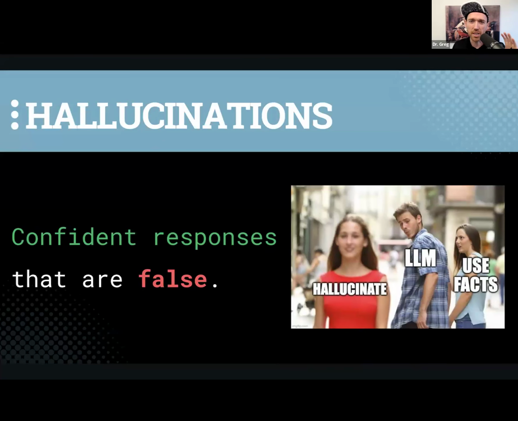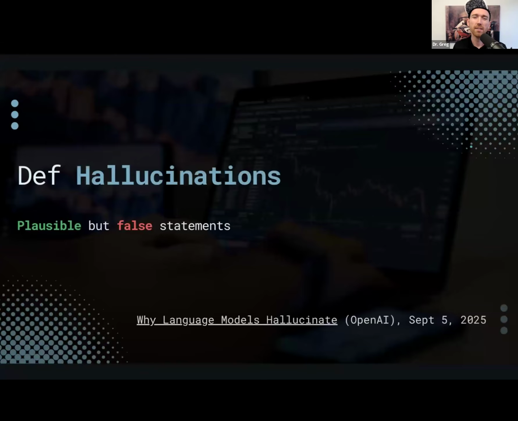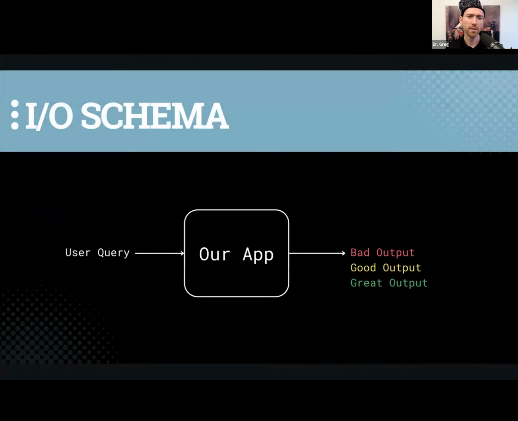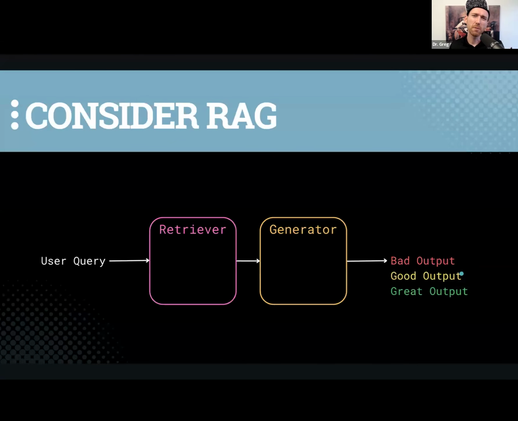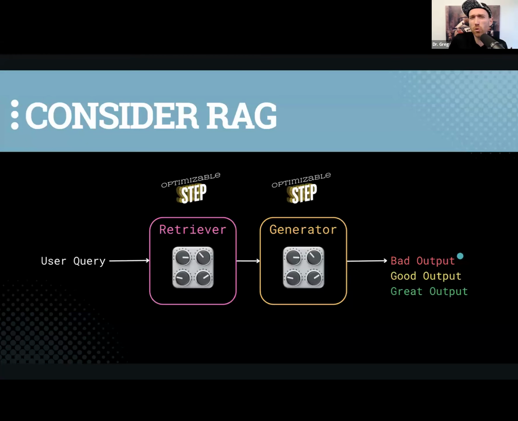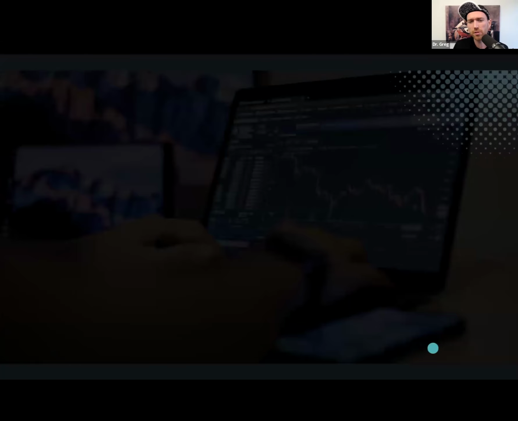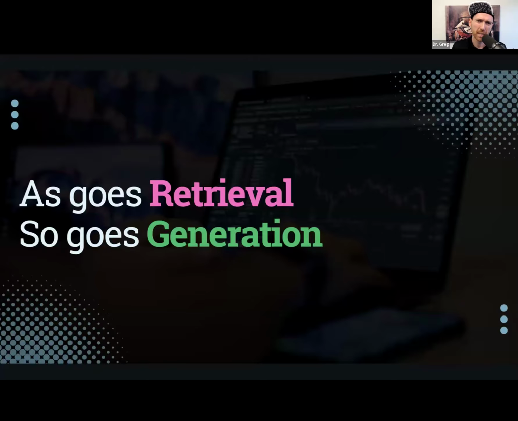We don't want our LLMs to confidently lie to us, or at least plausibly say false things to us. In fact, we want really good outputs. When a user puts something into our app, we want to provide something that's really great coming out. RAG helps us break this down into two pieces: retrieval and generation. In general, we can tweak and optimize both of these, but in practice, we're typically focused on the retrieval step. As goes retrieval, so goes generation.